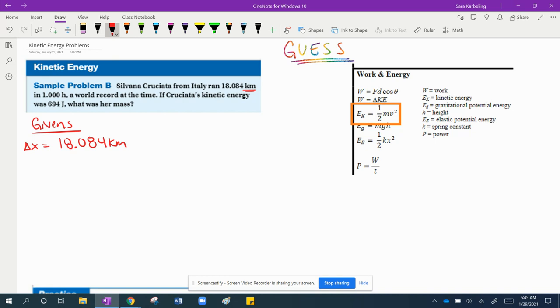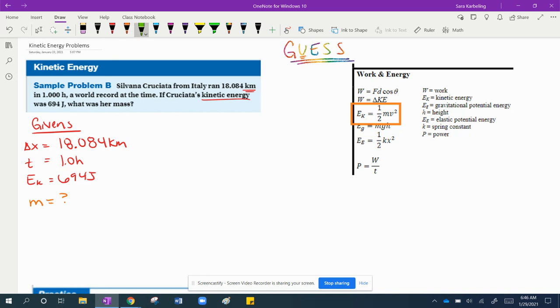And then the next thing that I see there is the 1 hour. And so that 1 hour is a measure of time. So I've got a distance, I've got a time, and then it also says that she has a kinetic energy. This one's really explicit. It says kinetic energy, so that's E sub k is equal to 694 joules. So those are the three pieces of information that are in the problem. And then the next thing that it asks is the unknown, which is what's her mass. So I'm going to go ahead and write that kind of in that list as well, but that is the second thing in the GUESS method. That is my unknown. Next thing to do is to write down an equation.